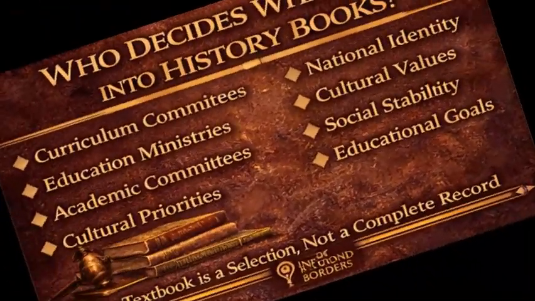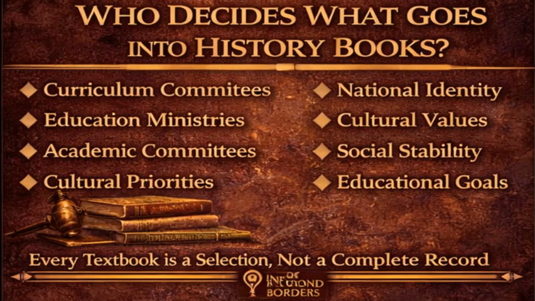History books do not write themselves. They are shaped by curriculum boards, education ministries, academic committees, cultural priorities. These groups must decide which events matter most, which figures are emphasized, which regions get more focus. These decisions are influenced by national identity, cultural values, social stability, educational goals. This does not mean history is fake. It means history is curated. Every textbook is a selection, not a complete record.